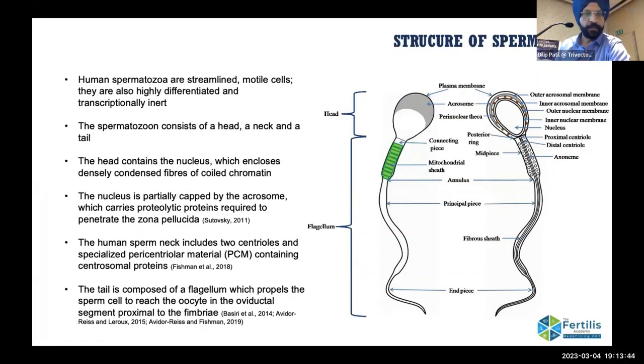The nucleus is partially capped by the acrosome, and the neck includes two centrioles, proximal and distal, and pericentriolar material. The tail is composed of a flagellum which propels the sperm cell towards the oocyte. This is the detailed structure. If you can see clearly, I don't have a pointer, otherwise I would explain in a better way. Take the pointer.